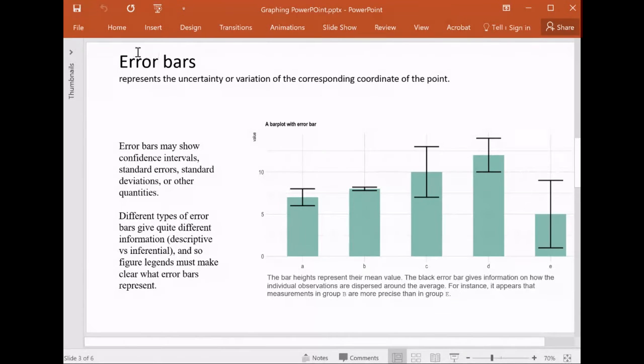So one of the reasons you calculate standard deviation, for example, is to use that information to help you show the confidence or the variance within the data that you've collected, right? So error bars help us show that variation in our data, all right? So this graph here shows you a bar graph with error bars included, all right?